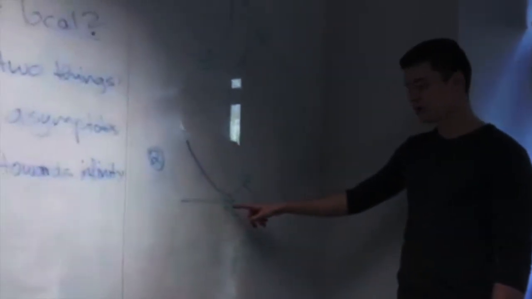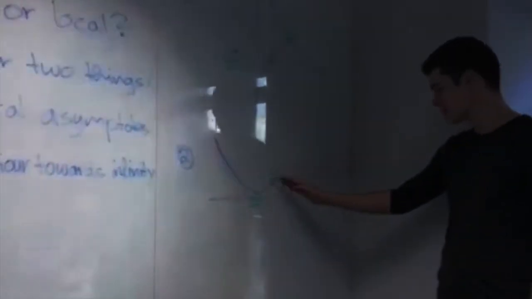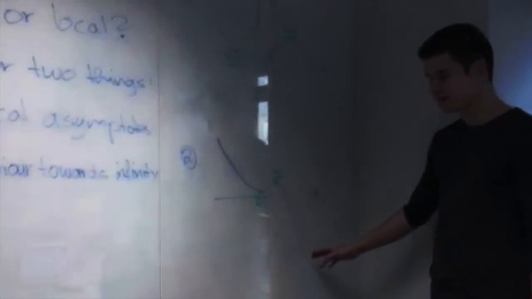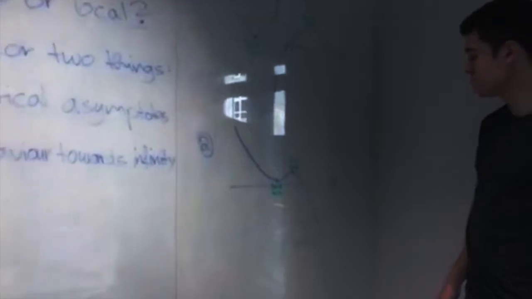And here, a second example for the behavior towards infinity. If the graph is coming from plus infinity, going down here, reaching a local minimum point, a local maximum point, and going back to minus infinity, you also don't have an absolute maximum or minimum point.